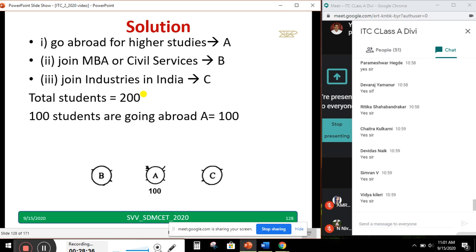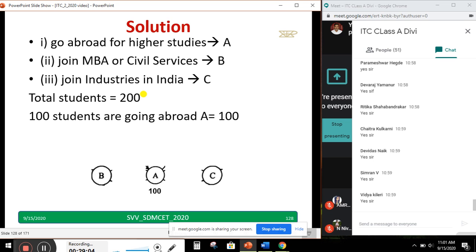Solution, you write down. Go abroad for higher studies, take it as state A. Joining MBA or civil services, take it as B. Joining industries in India, take that state as C. And there is no rule that you have to take it in a straight line, but we know B and C never interchange. They are told. Therefore, we are keeping B and C away. Otherwise, you would have taken it in a triangular fashion.